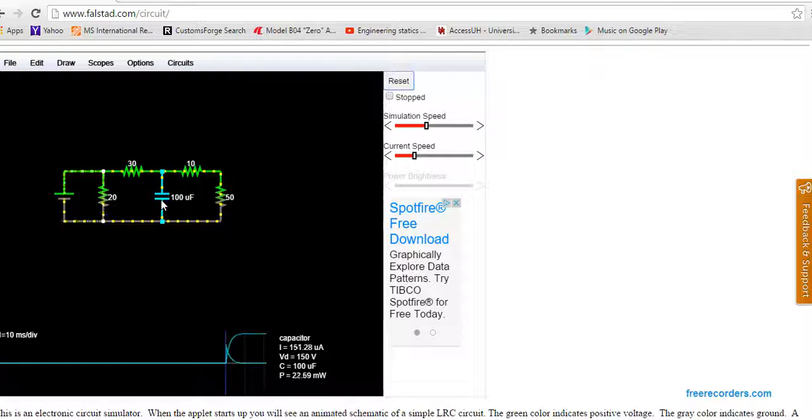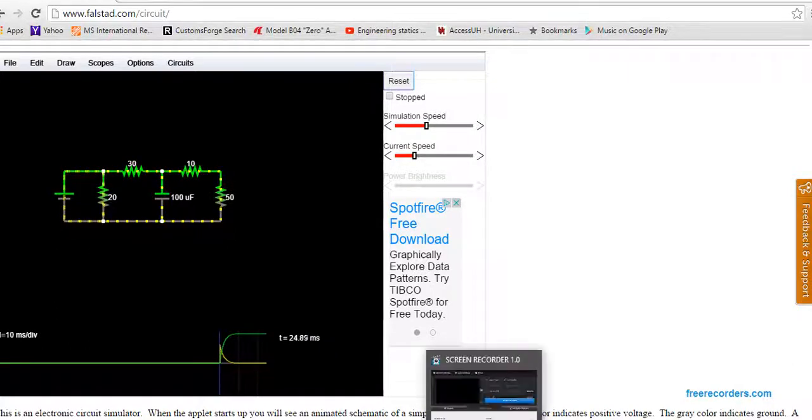So there you guys go. It shows you that it's 150 volts, and that we did the problem correctly. Let me know if you guys need anything else.